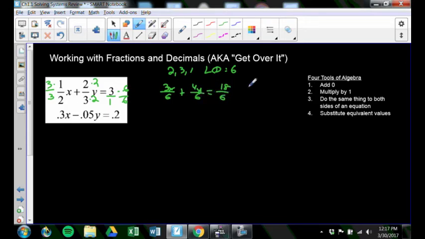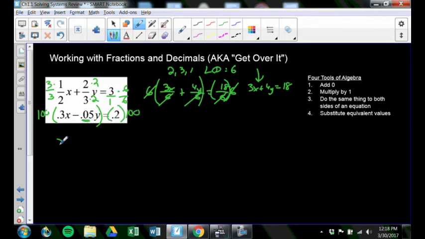And now I can just drop the denominators. Get a common denominator, drop the denominators. The way I'm doing that, the step I'm not showing, which you can actually do, is I'm just multiplying everything by 6. And that cancels, cancels, cancels to get me this. There, I've killed off these fractions. Here, I'm going to kill off the decimals. I'm going to multiply everything by 100 because I have to move this decimal twice. And that gets me 30x minus 5y equals 20.